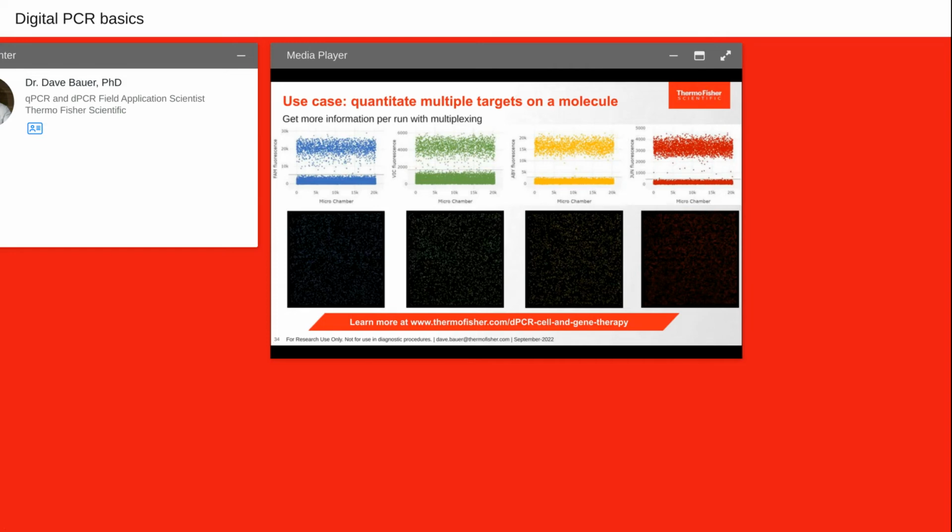And that can be really helpful if you are building a viral vector where maybe you need to confirm that is the backbone sequence there, and then my insert, and then any other parts that should be.